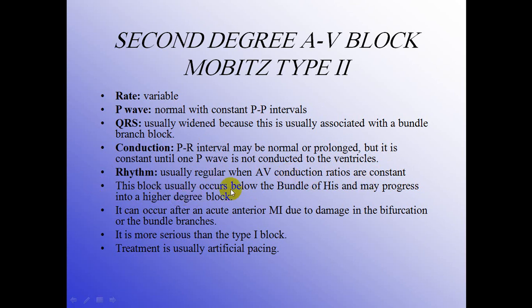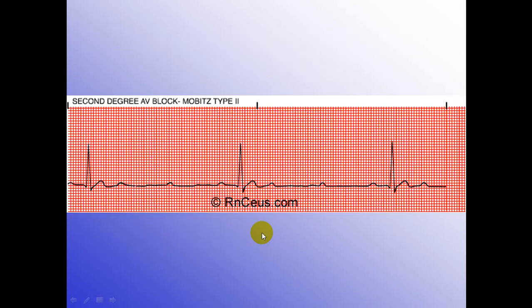This block usually occurs below the bundle of His and may progress to a higher degree AV block or heart block. It can occur after acute inferior wall myocardial infarction due to damage to the bifurcation of the bundle branches, left and right. It's more serious than type 1 Wenckebach. Treatment usually needs a temporary pacemaker, then maybe a permanent pacemaker. Otherwise, it degrades to the more severe third degree or complete heart block.